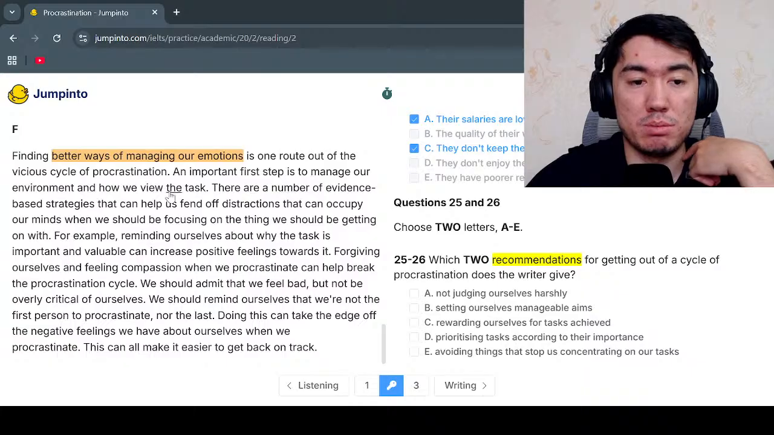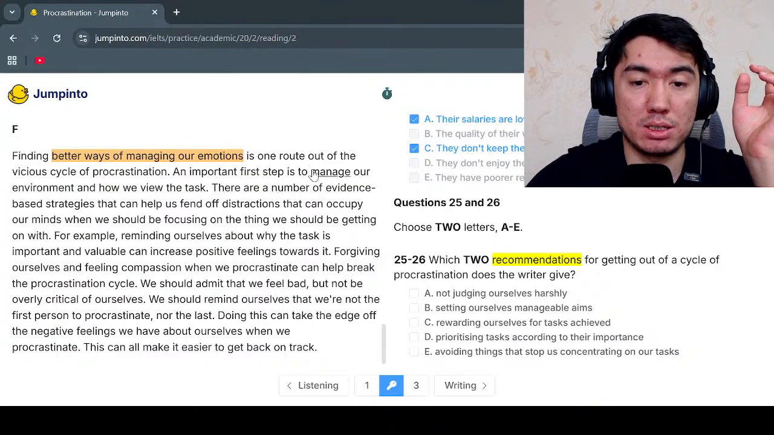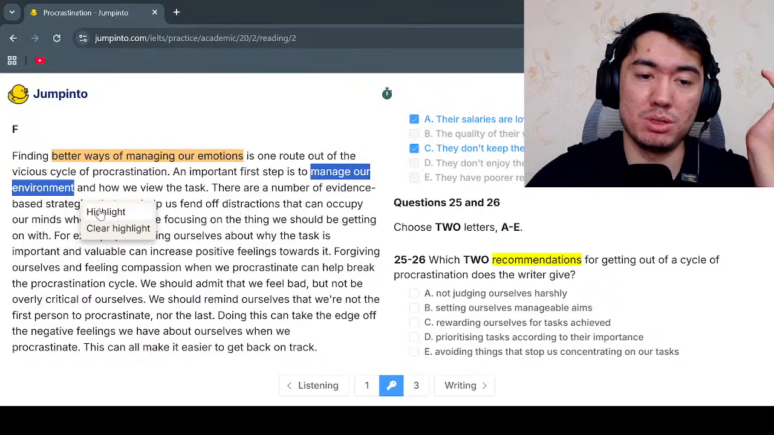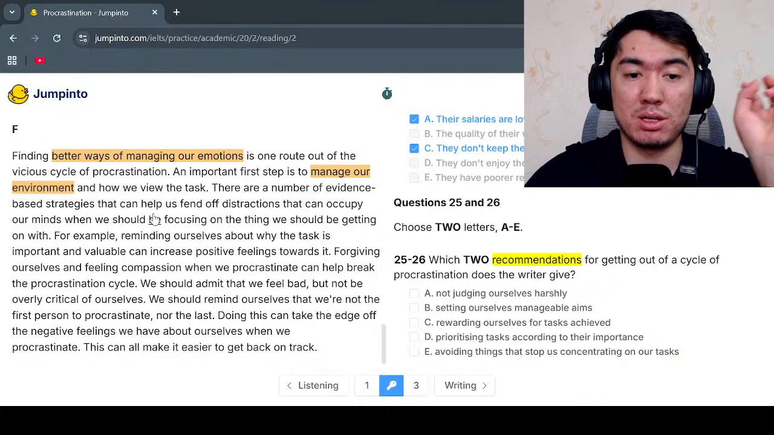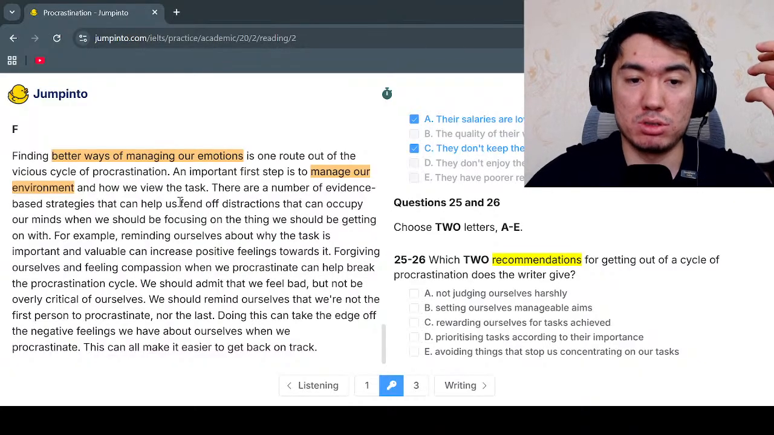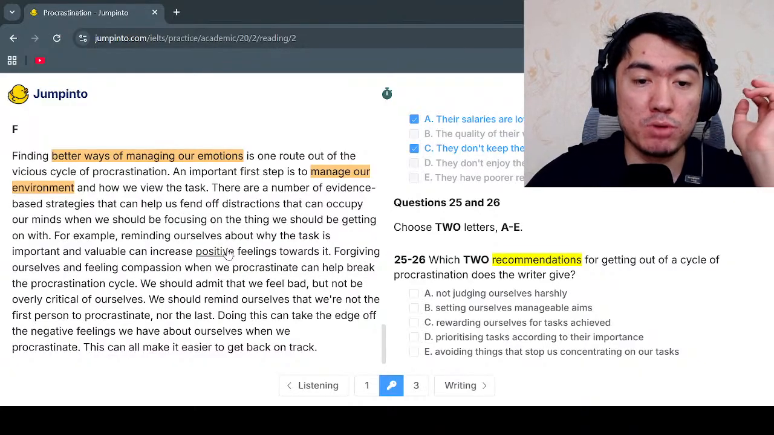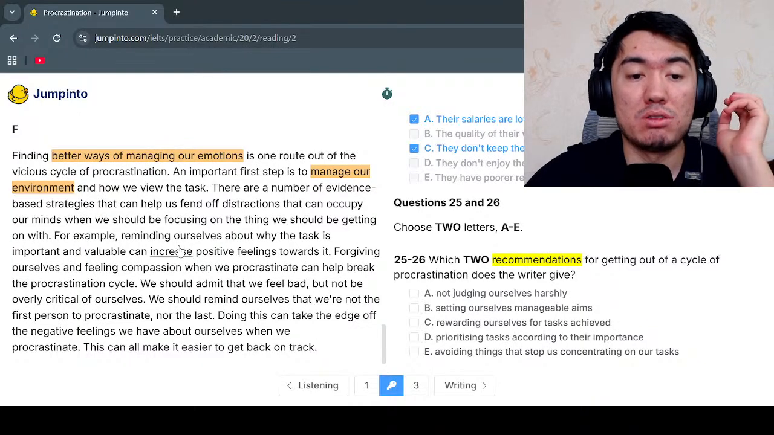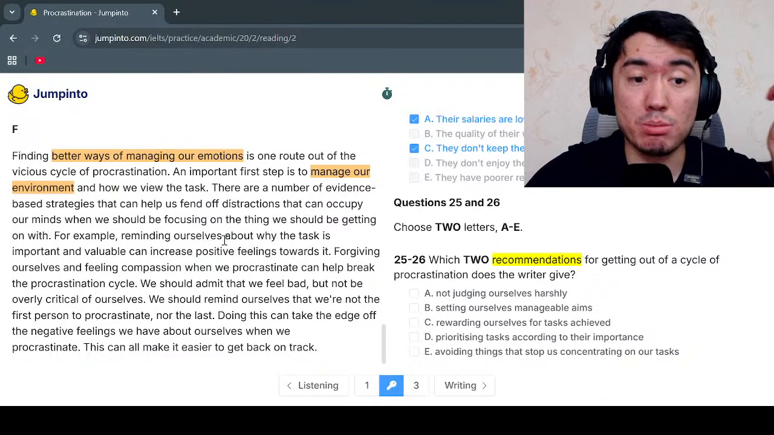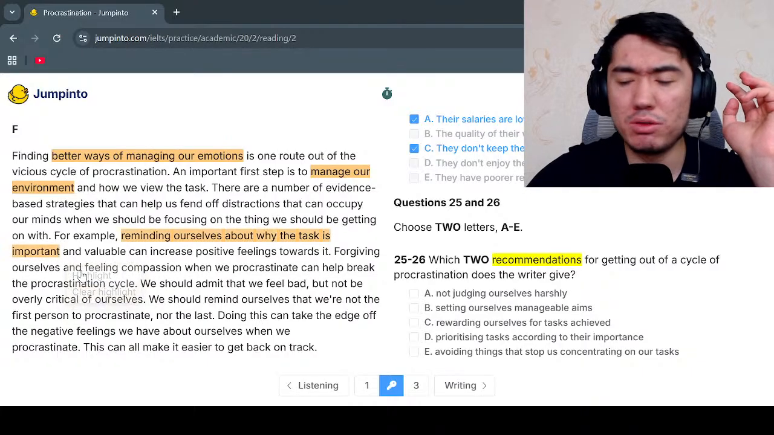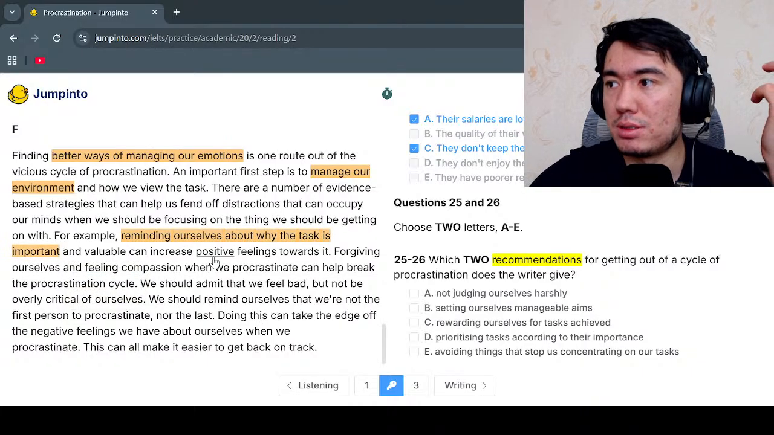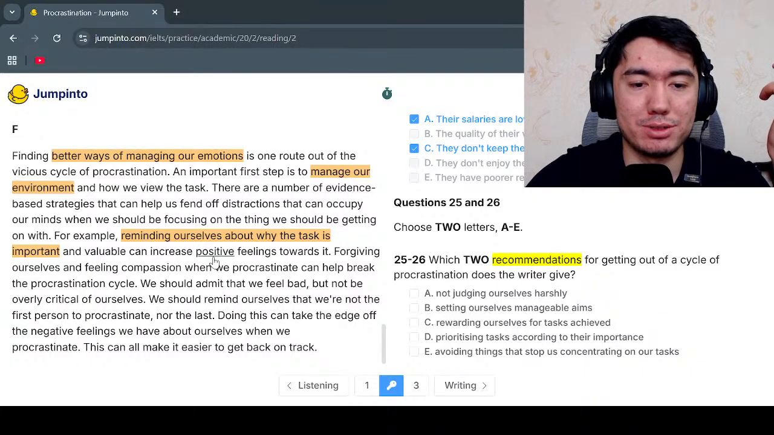An important first step is to manage our environment and how we view the task. Okay, so the first step is managing our environment. So maybe this is going to be the first answer, not that. And how we view the task. There are a number of evidence-based strategies that can help us fend off distractions. They can occupy our minds when we should be focusing on the thing we should be getting on with. Reminding ourselves about why the task is important and valuable can increase positive feelings. So we should be reminding ourselves, right? I have to do this homework because otherwise my teacher is going to whoop my ass tomorrow.